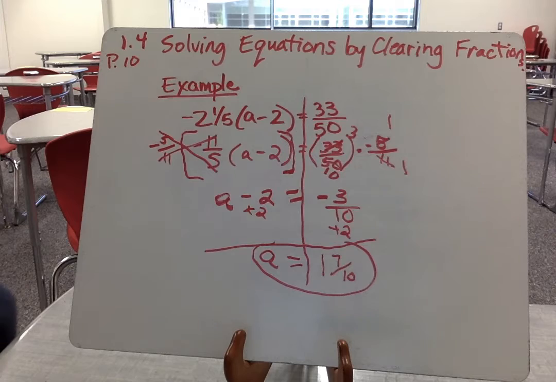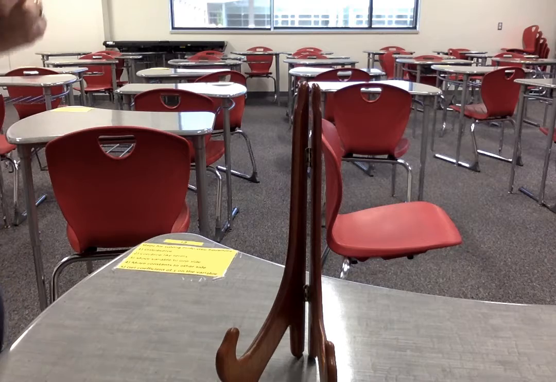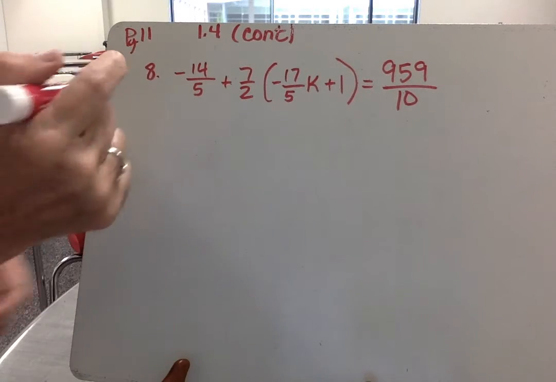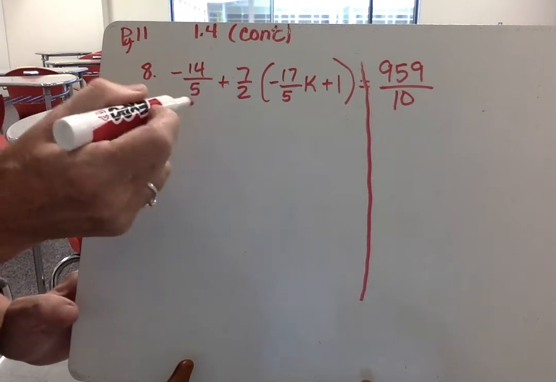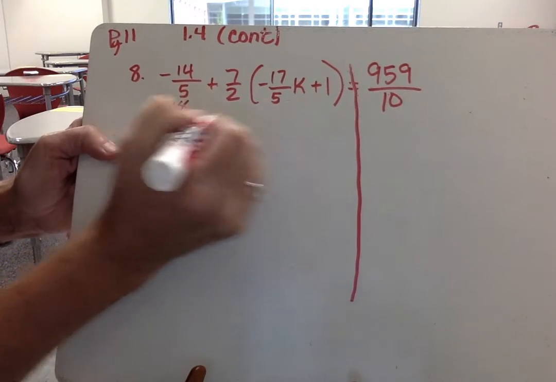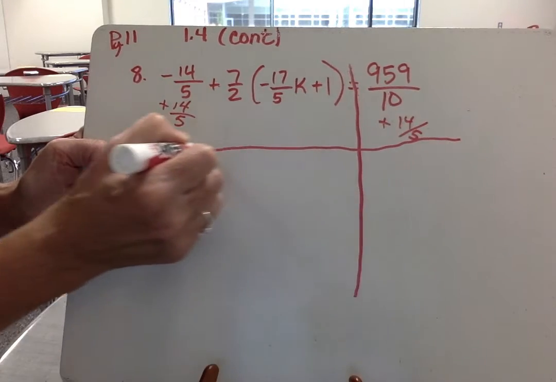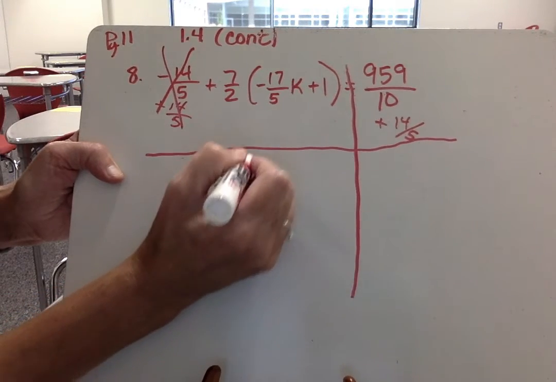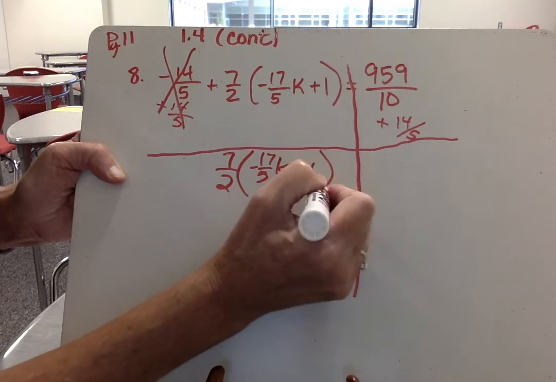Now I'm going to go ahead and do another problem. Here's a more challenging one that's on page 11, where I'm still going to draw down the equal sign. Okay, I'm going to get rid of what's over here first, so I'm going to add 14 fifths. And I still have my big T here. That goes away, and I'm left with 7 halves, and then negative 17 fifths K plus 1 equals.